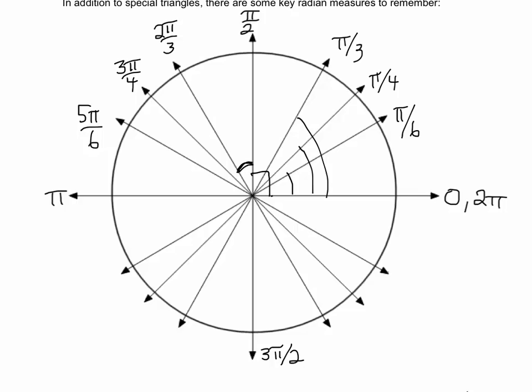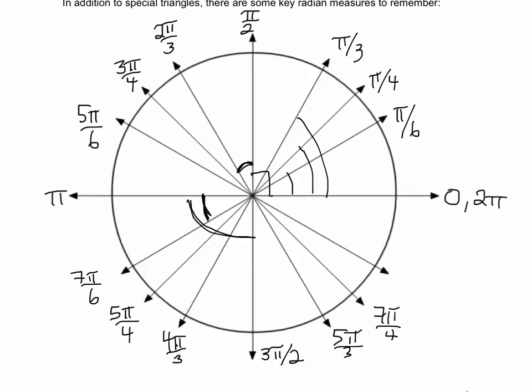For the ones down in this quadrant here, for the first one you could take pi over 6 plus pi, and that is going to give you 7 pi over 6. Next one is going to be pi plus pi over 4, which gives you 5 pi over 4. And the last one, 4 pi over 3. And finally, the last 3 angles are 5 pi over 3, 7 pi over 4, and 11 pi over 6.